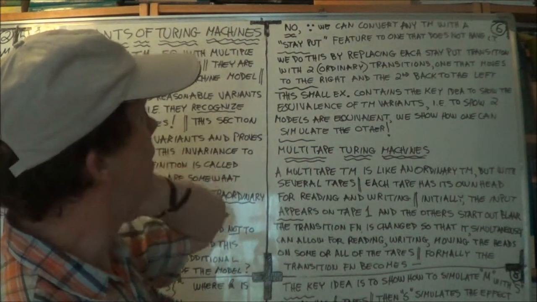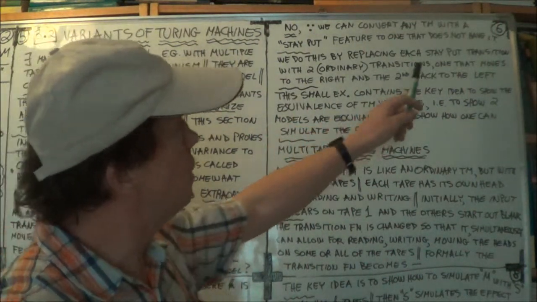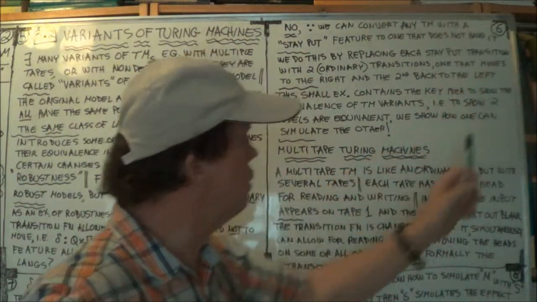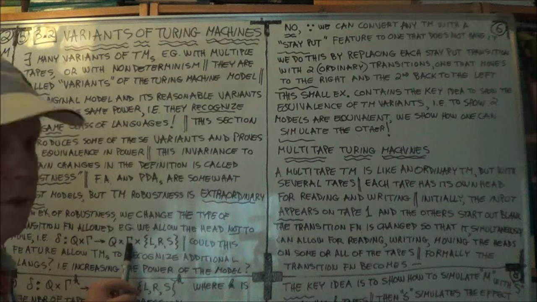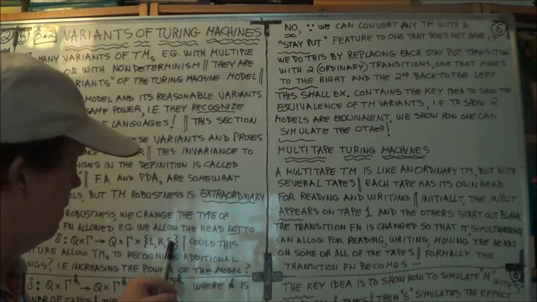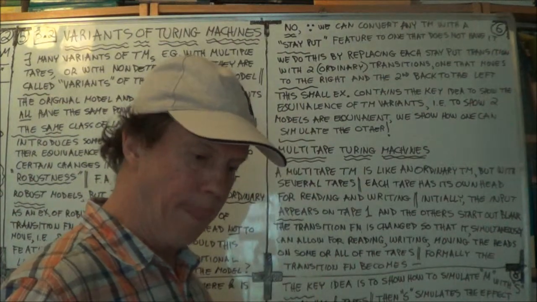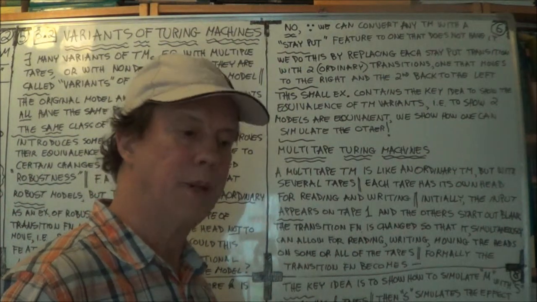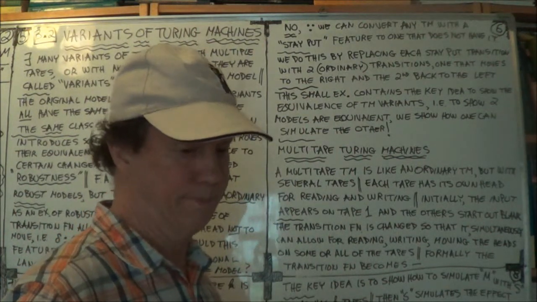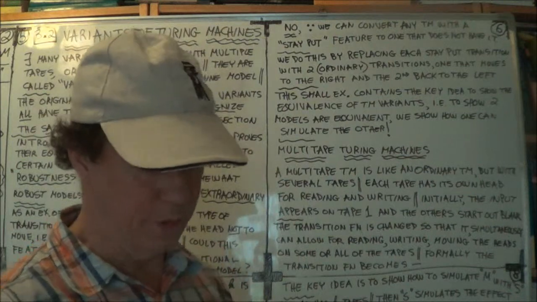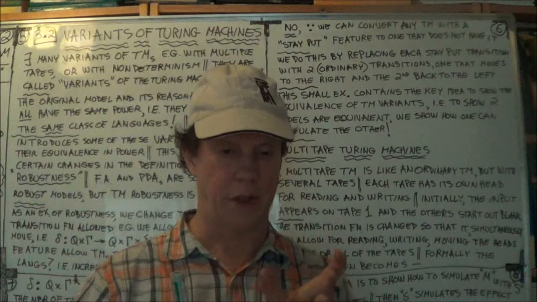How do you do that? Well, you replace each stay put transition. So any transition that has an S here, so you have a new state, a symbol to be written, and an S. Whenever you have that transition, you can replace it by two transitions from your conventional Turing machine. And let me try and illustrate it.